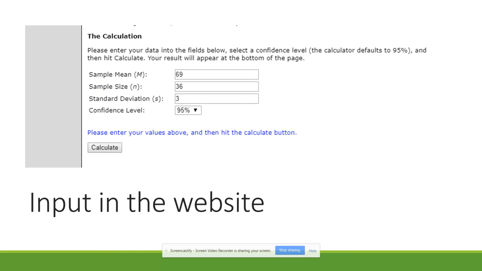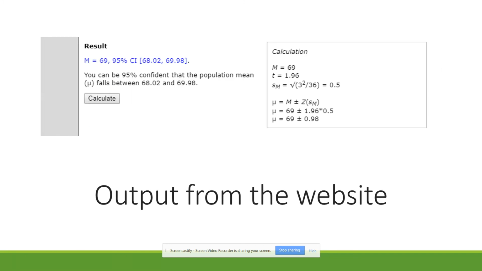Okay, so this is what it's going to look like when you put it into the website. And then you're going to get an output. And if you see here, it gives you the same results. And it even kind of gives you how to write it up. So you can see here it's exactly the same as we did before. So you can do it by hand, you can do it with a calculator, or you can do it with the website. You choose the way that works best for you.